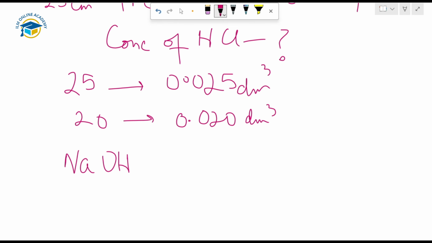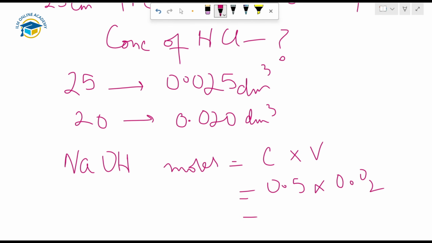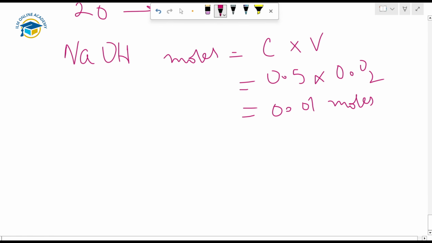For the moles, you can use the formula moles equals concentration times volume. Concentration will be multiplied with the volume. The concentration is given, that is 0.5, and the volume of NaOH is 0.02. After simplifying it, we have 0.01 moles of NaOH that is used. This is the second step.